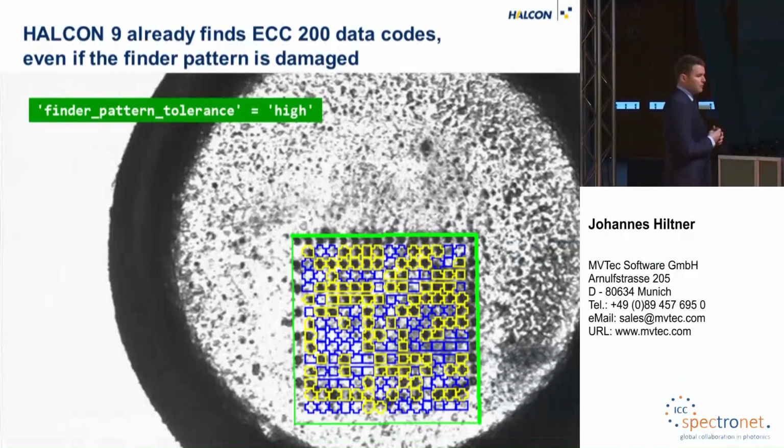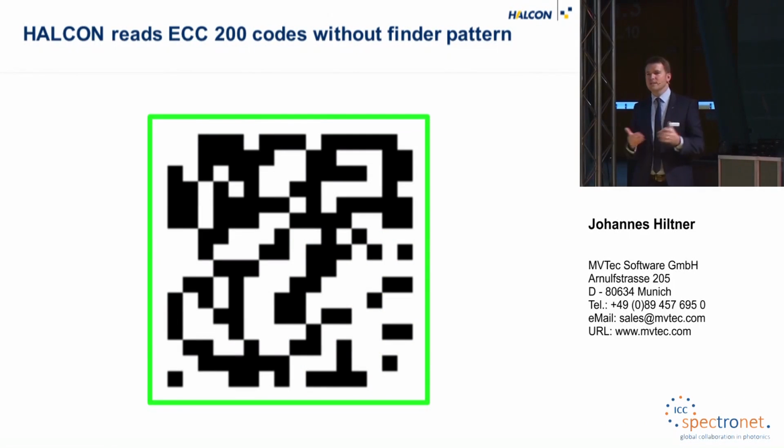Since a couple of months, there's competitors who say, well, we want to read ECC 200 codes even if there's no finder pattern at all. Well, to be honest, this doesn't make a lot of sense because a finder pattern is there to find the code to be read, right? Well, anyway, we can now also do that, reading ECC 200 codes even if there's no finder pattern at all, missing finder pattern.